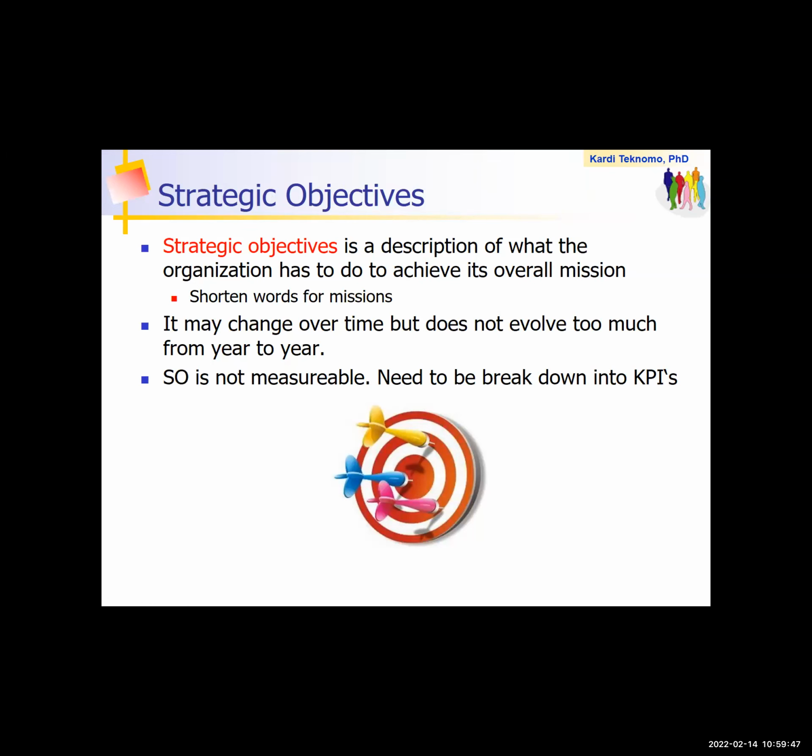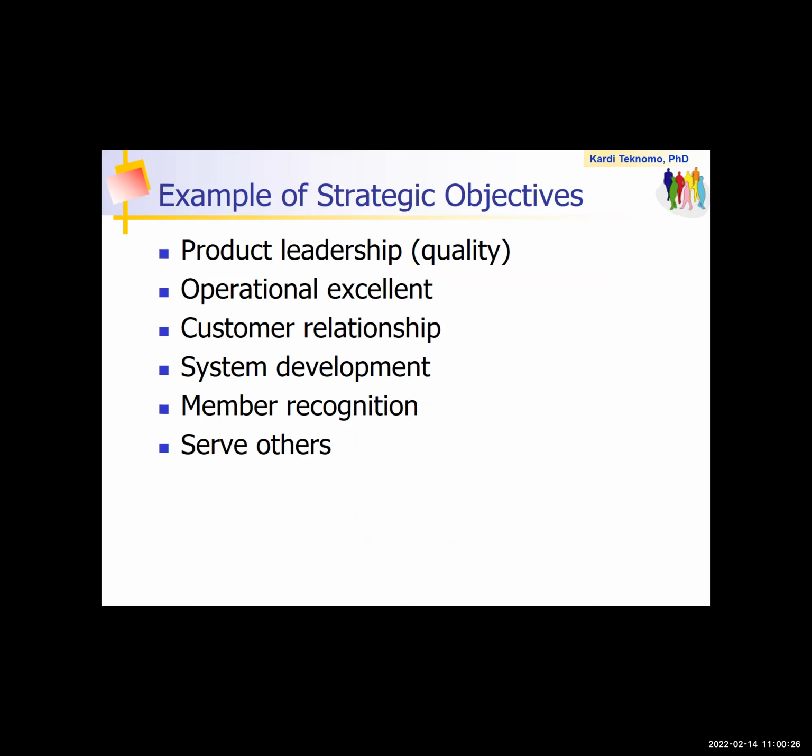Next terminology is strategic objective. What is SO, or strategic objective? It is the description of what your organization has to do to achieve the overall mission. So SO is basically the short word for the mission. Of course, the SO can change over time, but usually does not change so much from year to year. SO itself is not measurable. So to make it measurable, you need to break it down into key performance indicators.